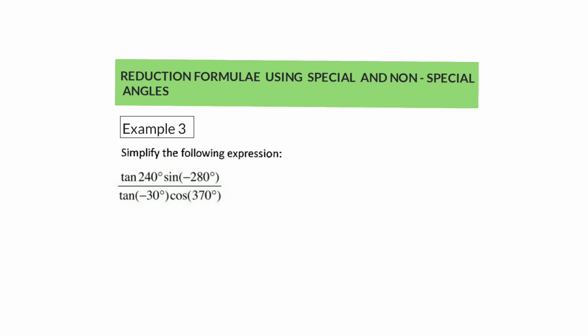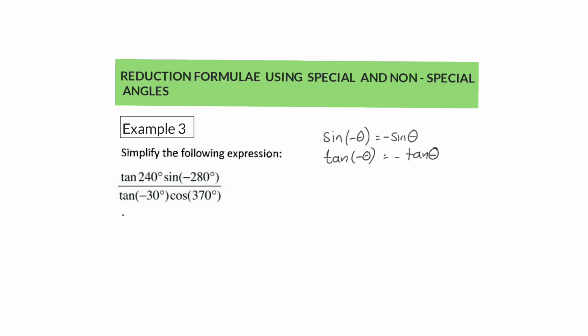In the third and last example, we will be using special as well as non-special angles. Okay, here we have two negative angles. So what is sine of a negative angle? It is minus sine of the positive angle. What is tan of a negative angle? It is negative tan of a positive angle. So that you must learn by heart.